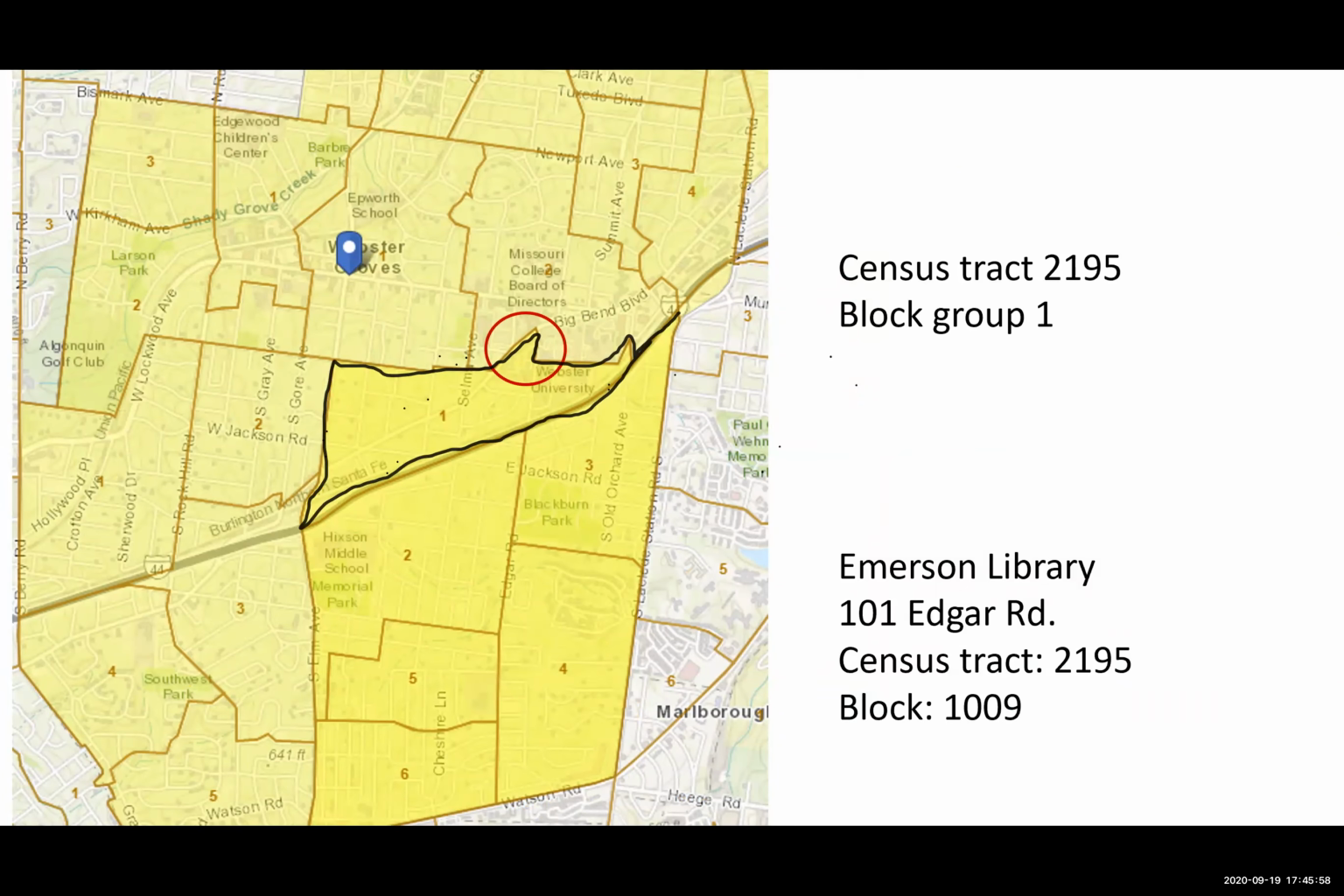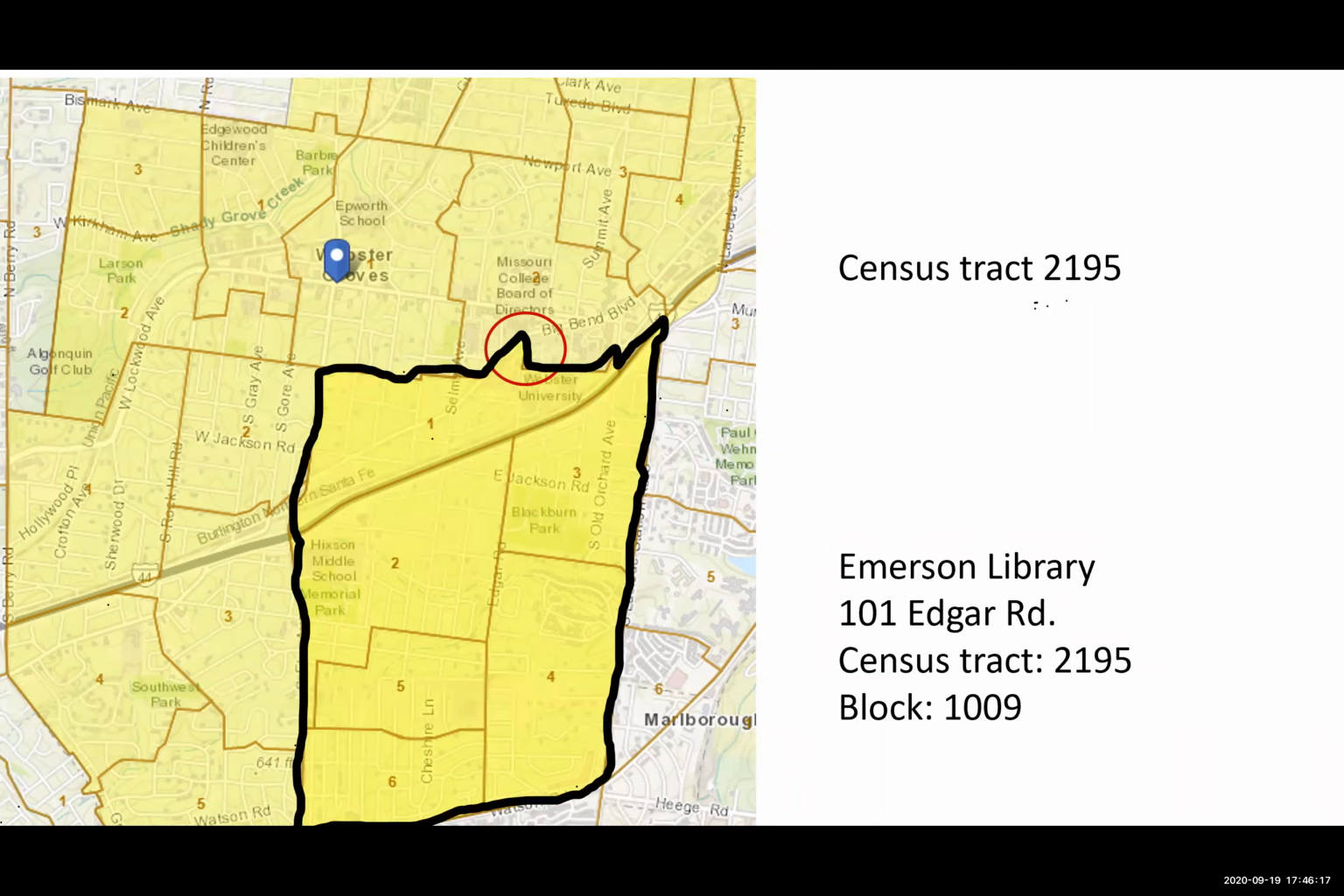Sometimes you see mention of a census block group. A block group is made up of multiple blocks in the same census tract, which start with the same block number. Blocks with numbers beginning with the number 1, for example, are in block group 1. Zooming out further shows the outline of the census tract 2195 and its block groups.